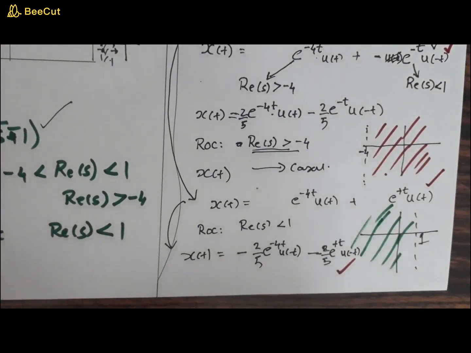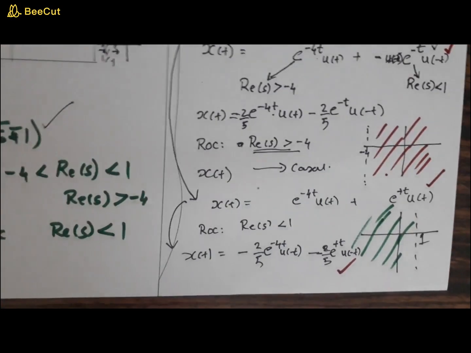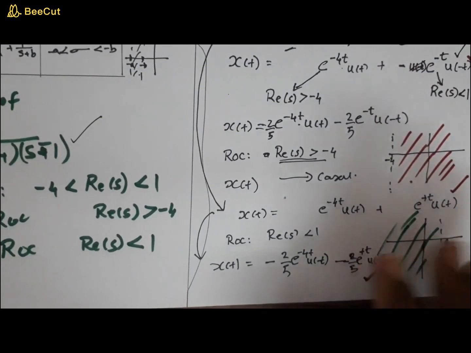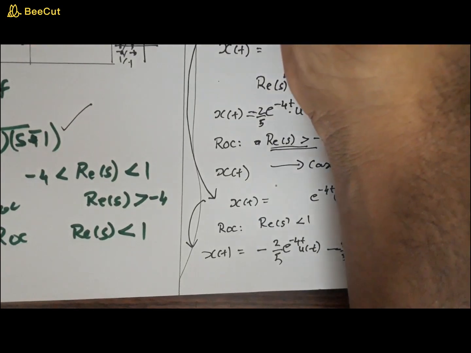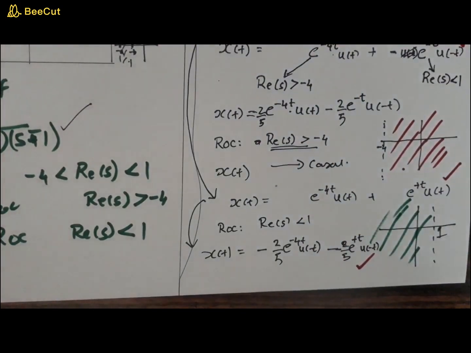So hope you understood the concept of ROC. Why is ROC so important? Because X of s can represent more than one time domain signal. So in order to distinguish these signals, ROC is to be specified, and this is only made use of when you consider the bilateral transform.